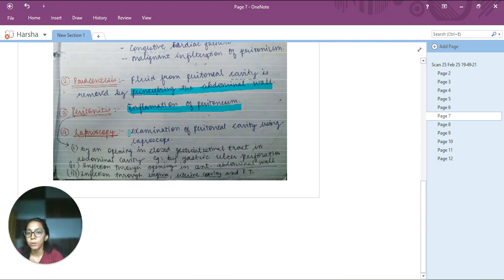Next is laparoscopy. Examination of the peritoneal cavity using a laparoscope is known as laparoscopy. For peritonitis, certain more information is provided here: it can occur by an opening in the closed gastrointestinal tract into the abdominal cavity, for example by gastric ulcers. So how can peritonitis occur? It can occur through the anterior abdominal wall, or through any kind of infection via the vagina, uterine cavity or fallopian tube. So any infection or intervention or opening which gives a route for infection to reach the abdominal cavity can be a cause for peritonitis.